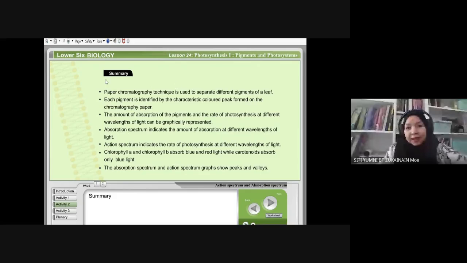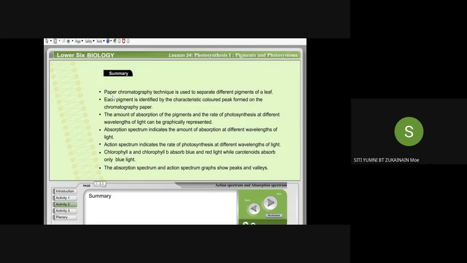So for the conclusion of today's lesson: the paper chromatography technique is used to separate the different pigments of a leaf, so that each pigment is identified by the characteristic colored band formed on the chromatography paper. The amount of absorption of the pigments and the rate of photosynthesis at different wavelengths of light can be graphically represented. The absorption spectrum indicates the amount of absorption at different wavelengths of light, while the action spectrum indicates the rate of photosynthesis at different wavelengths of light.